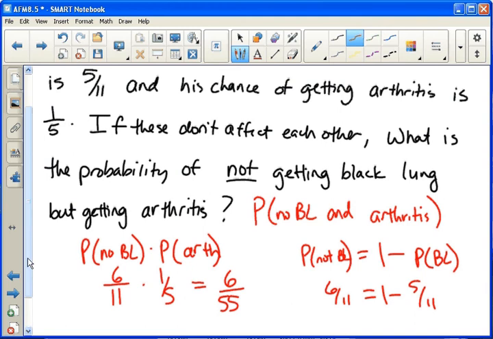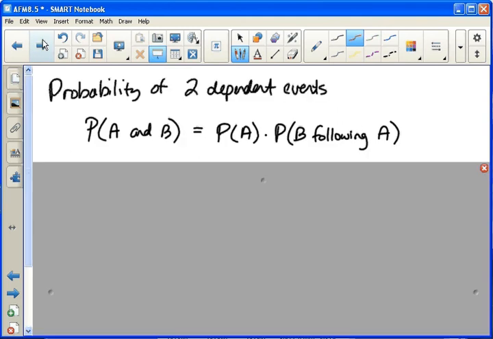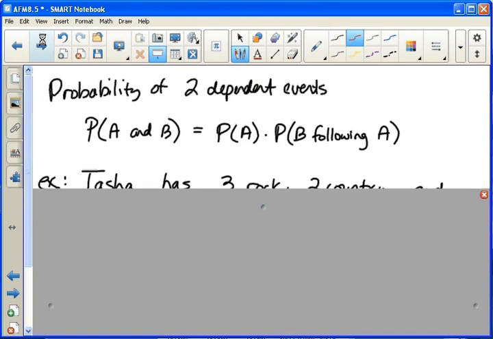So what if the two events are dependent? What if they do affect each other? Well, here's where the problems get a little bit trickier, but usually if you can visualize it, kind of reason through it, it'll make sense to you. So if two things are dependent, they do affect each other, then the probability of A and B is the probability of A times the probability of B following A. And this is also written like this sometimes, the probability of A times the probability of B given A. So they put just a straight line in between B and A instead of saying following or given. And you'll see how this works as we go through some examples.